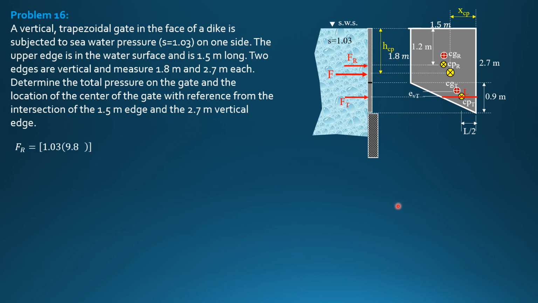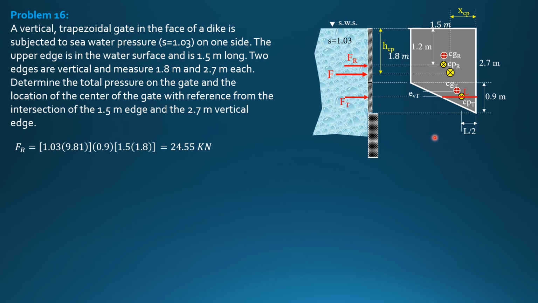So F of the rectangle is 1.03 times 9.81 specific weight. Barred h is half of 1.8, which is 0.9. Then the area of the rectangle is 1.5 by 1.8. 0.9 is the barred h of the rectangle, half of 1.8. So F of the rectangle is 24.55 kilonewtons.